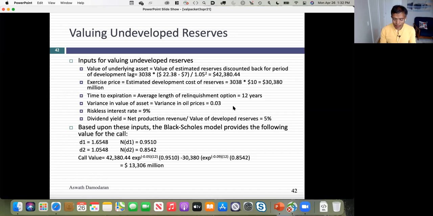You know where it's coming from? It's coming from the fact that oil prices are volatile. If you made this variance 0, you know what will happen to this value? It'll go to 12 billion. All of the premium comes from the uncertainty you face about future oil prices.